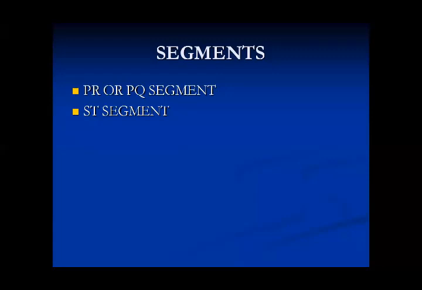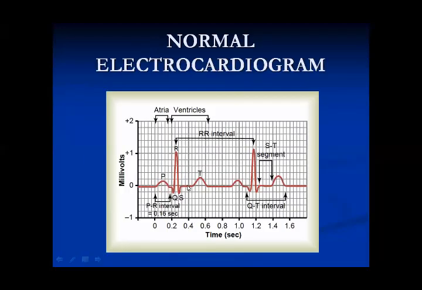Why do we call these segments? These segments always appear on the isoelectric line. What is an isoelectric line? This line passing through here. This is the isoelectric line. What do we actually mean by this isoelectric line?